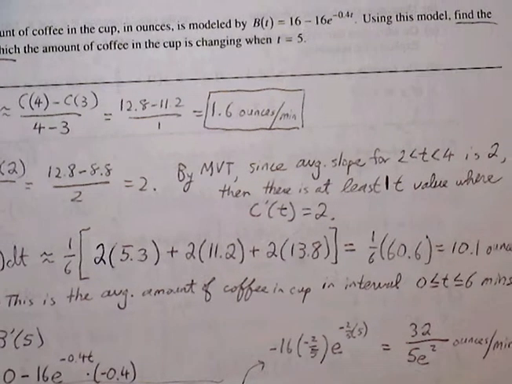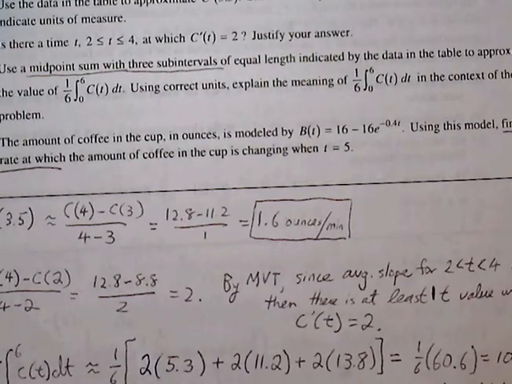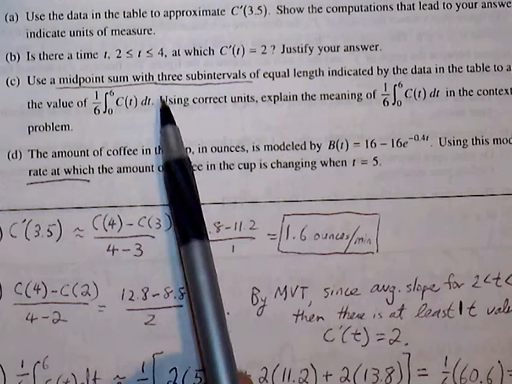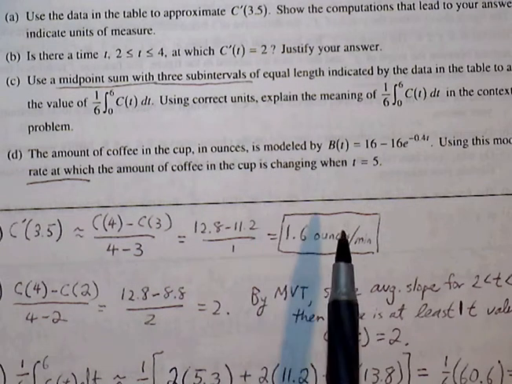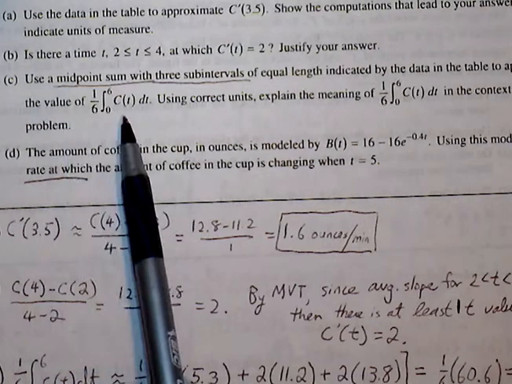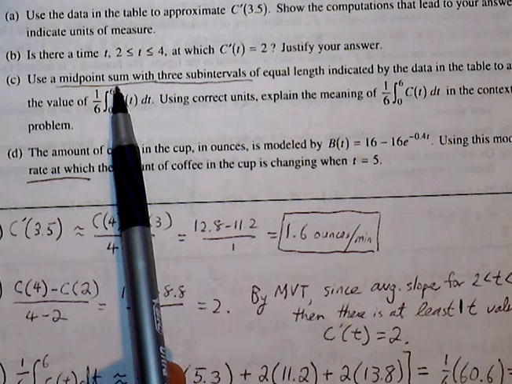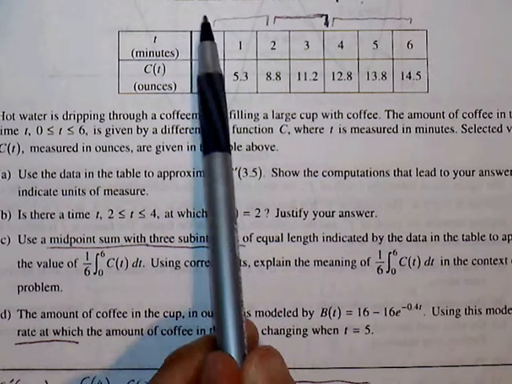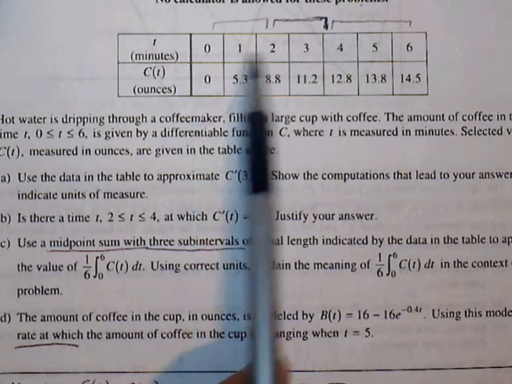For part C, use a midpoint sum with 3 subintervals of equal length indicated by the data in the table to approximate the value of 1/6 times the definite integral from 0 to 6 of c of t. And also use correct units to explain the meaning in the context of the problem. So first off, midpoint sum, we have to think of this as adding the area of 3 rectangles. So let's split this up into 3 subintervals, between 0 and 2, between 2 and 4, and between 4 and 6. Each subinterval has a width of 2, so 2 times.